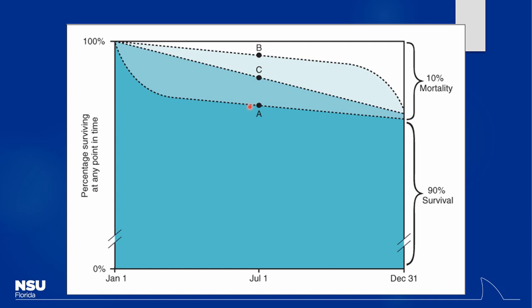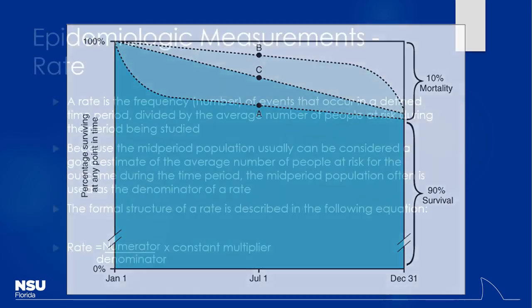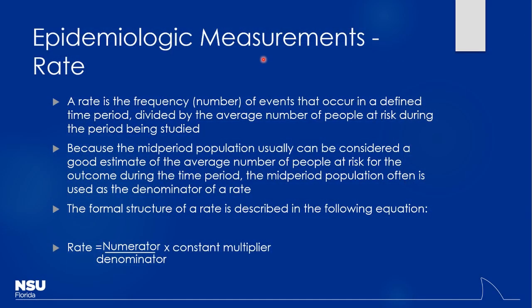Who would have the smallest rate? Group B, right? Because all their people end up dying off at the end, and their mid-period population is going to be the largest. Obviously, Group C is going to be right there in the middle between the two. And so basically that's what we're going to be looking at, that mid-period population. That's how you should be able to calculate a rate, okay?